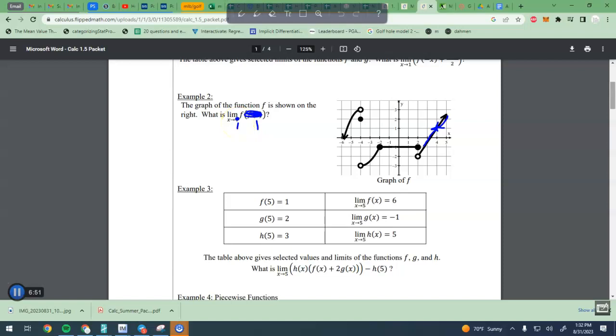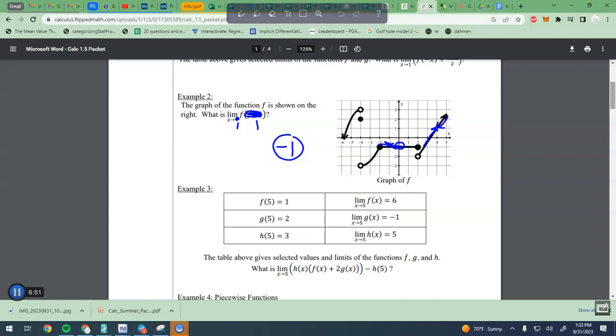So what is the limit of f of x as x is going towards 1? So now you look at x is going towards 1, and your limit is going to be negative 1. So you look up the x value, find the y value, then that y value becomes your new x value. Do that.